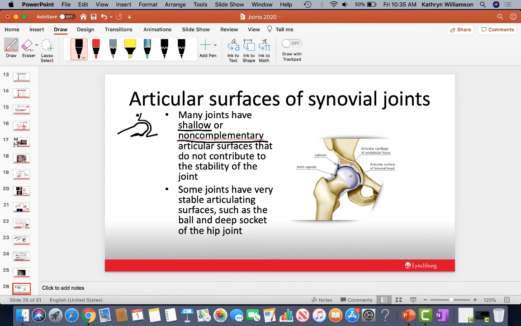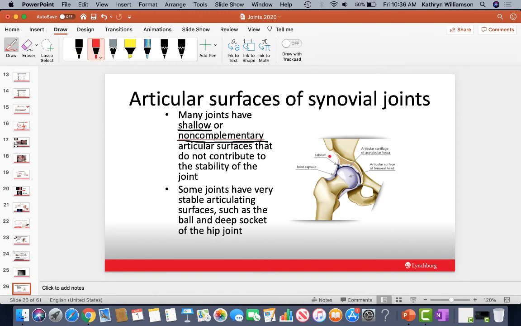That's kind of like what the hip joint looks like. So if the joints are shallow or they don't fit together well, they're not really going to contribute to the stability of the joint. But some joints have really stable articulating surfaces, like the joint of the hip. The socket is very deep, and it does create a lot of stability.